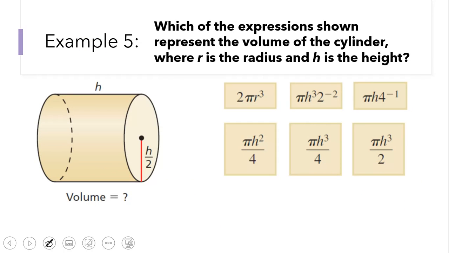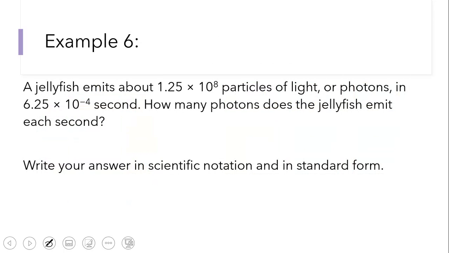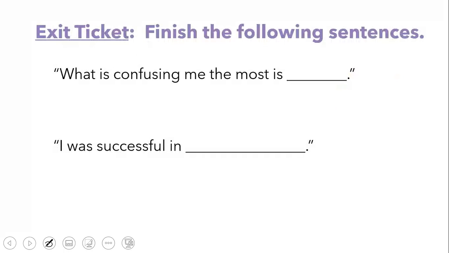We'll look at the "Try These" in class, as well as some of the word problems. I do want to look at one more example in here. I'm just going to do it on this slide here.